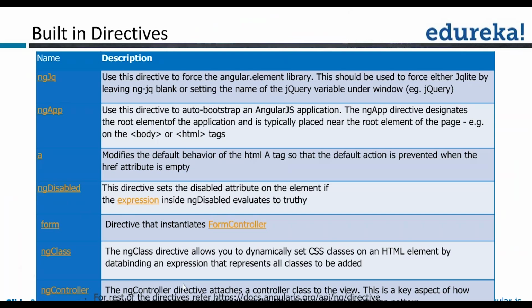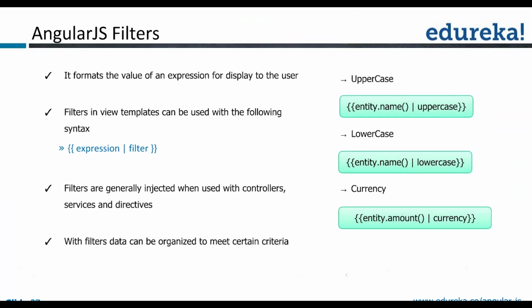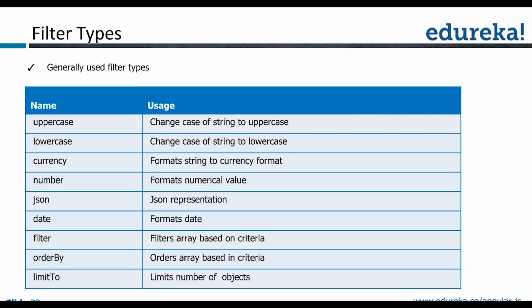Okay, there are a couple of other built-in directives that I will quickly go through. We have ng-app that we already saw. We have ng-disabled, ng-class, ng-controller, right? We also have filters, uppercase, lowercase, and we can use these. Basically, this is used to beautify the code and do some filtering on the client side without doing any business logic. Okay, these are the available filters.